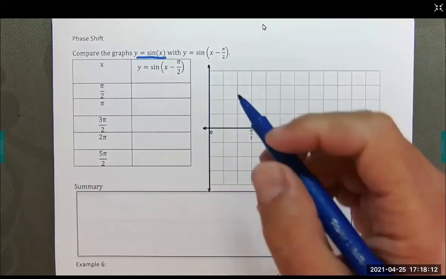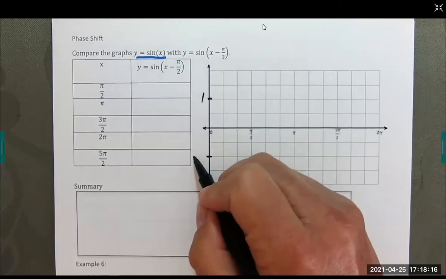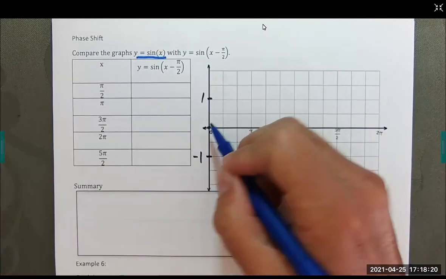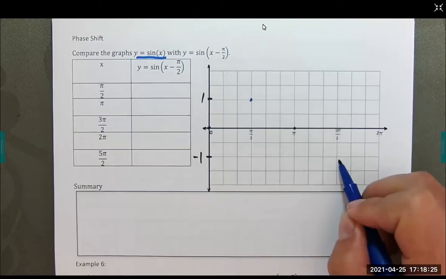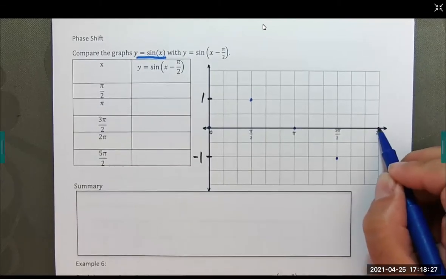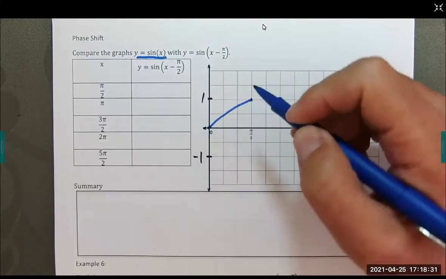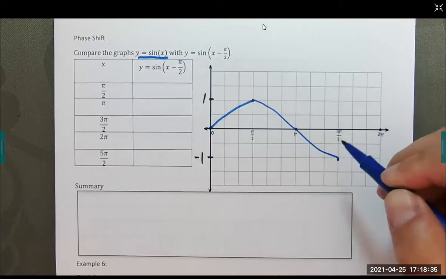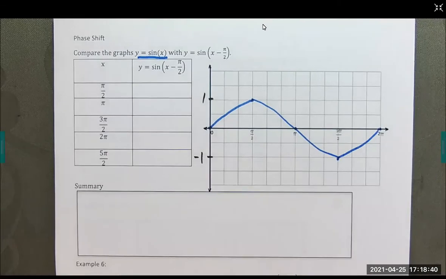And if you recall, we start at 0. We'll go up to 1 at pi over 2, down to 0 at pi, -1 at 3 pi over 2, and back up to 0 at 2 pi. So here is our original trig function, y equals sine of x.